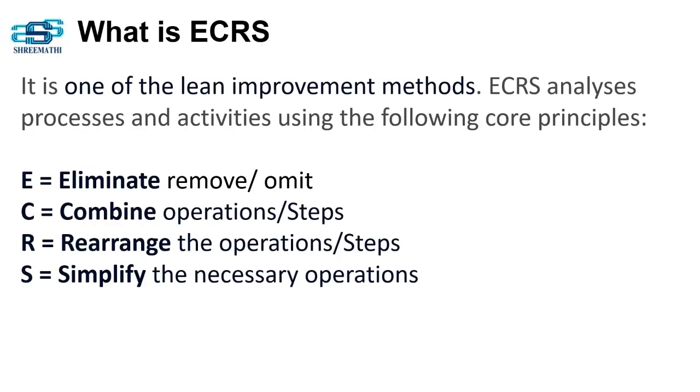Let's quickly look at what is ECRS. It's one of the lean improvement methods. It analyzes processes and activities using the following core principle. E stands for eliminate, remove or omit. C stands for combine operations or steps. R stands for rearrange the operations or steps. S stands for simplify the necessary operations.